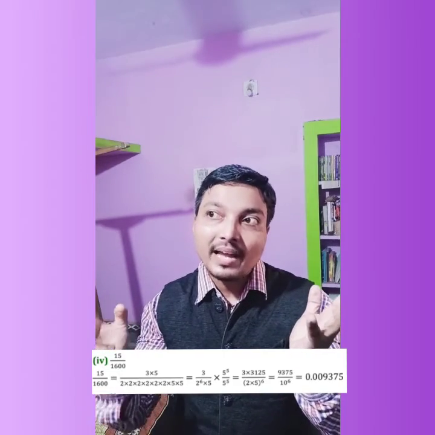Okay, next one is 15 divided by 1600, which is equal to, after simplification, 3 divided by 2⁶ into 5. Okay, and in the denominator the number of 2s is 6, but the number of 5s is a single 5. So which one is greater? The number of 2s is greater, 6, and here it is 1. So we just have to make it balance. The greater one is 6 and the smaller is 1.